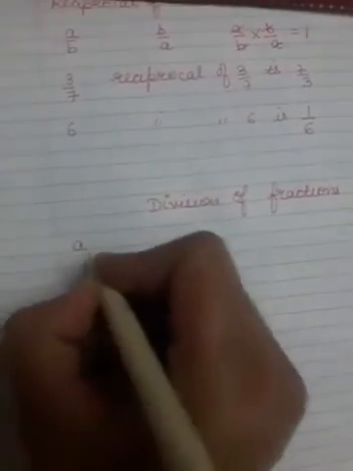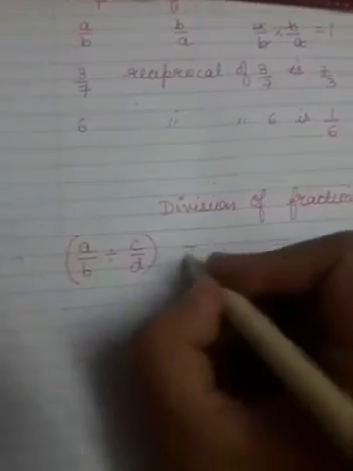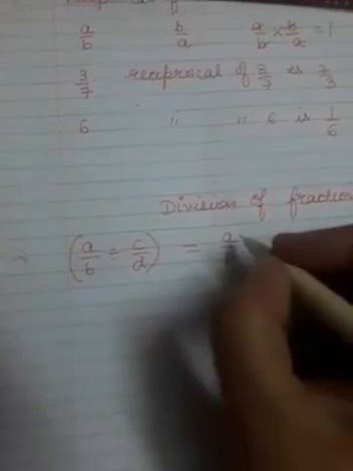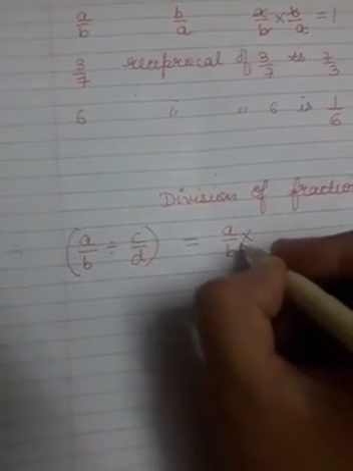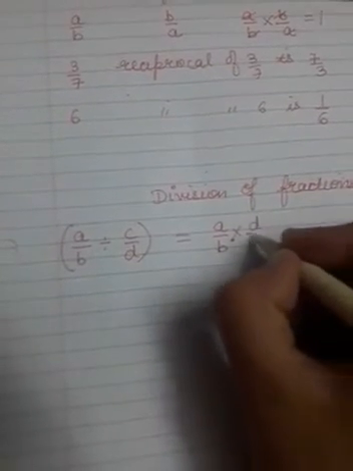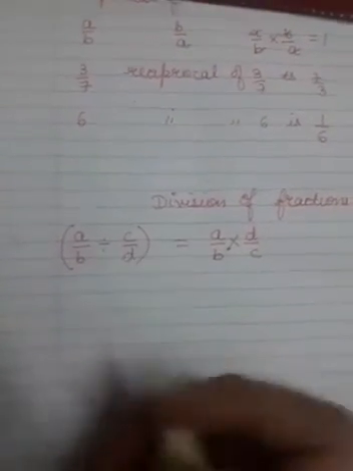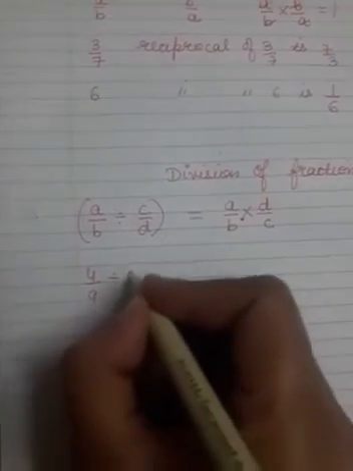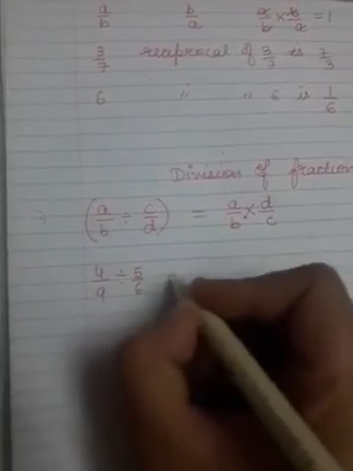You have to divide two fractions like this. So in this, one thing happens: a by b is written as it is. The division sign changes to a multiply sign, and this fraction becomes its reciprocal, that is d by c. Okay, I'll take one example. You will understand with the help of the example. 4 by 9 divided by 5 by 6. You have to find out its answer.